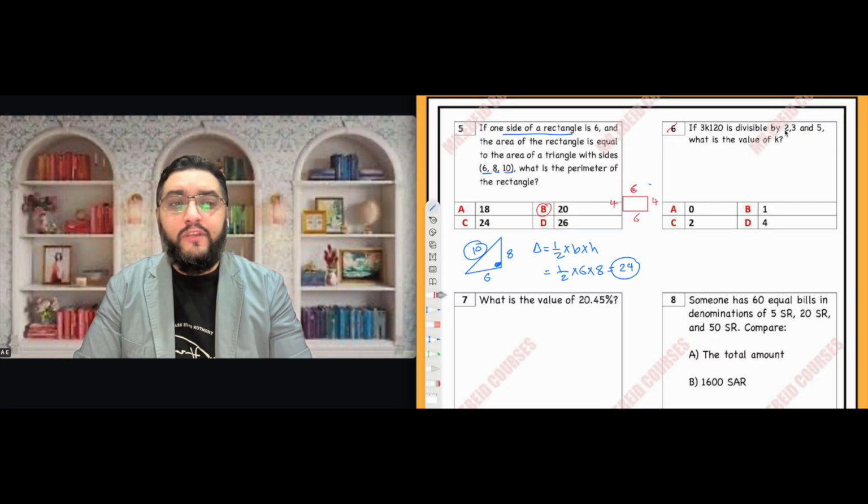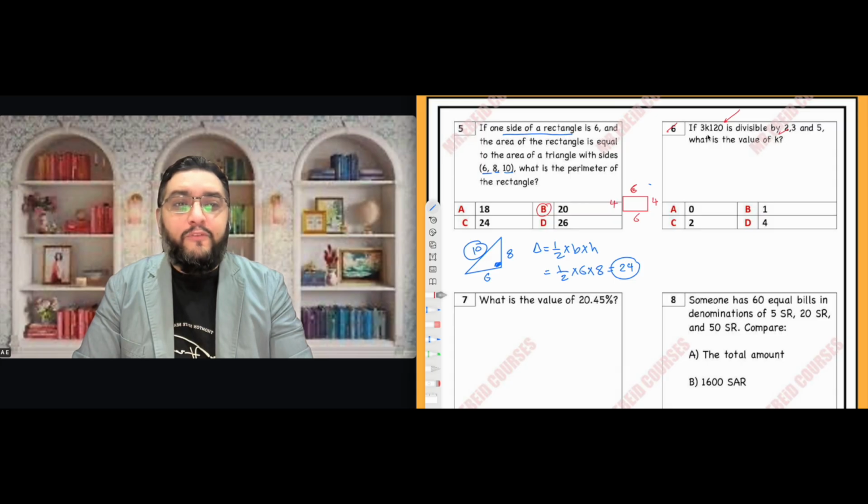In this question, to check if this number is divisible by 2 or not, you have to check the last digit. Is it even or not? You know that the even numbers, the numbers which are divisible by 2, end with 0, 2, 4, 6, 8. It ends with 0, so this number is divisible by 2, so this condition is satisfied.